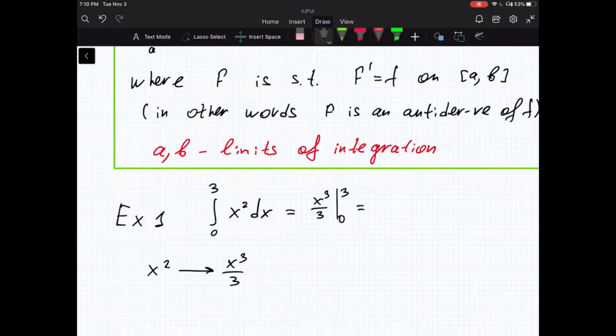And this is the value of that function at point 3, which is 3 to the power 3 over 3, minus the value at 0, which is 0 over 3. And so I get 27 over 3, which is just 9. The same answer we got last time when we calculated this example using the definition of the integral, but it took us much more time to find this area, while here it's just one line. So the new procedure is somewhat shorter.